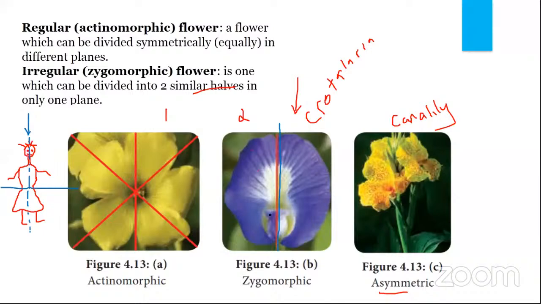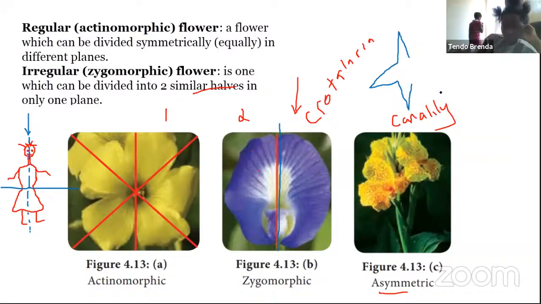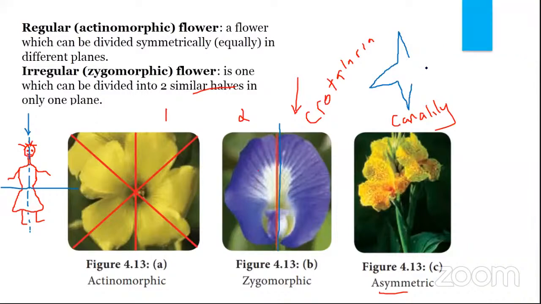Now, what about the regular? What animal should I use? Starfish. If you studied about classification, we have phylum Echinodermata, and under phylum Echinodermata we have the starfish. Have I drawn it well? I doubt. Okay, I think I should have drawn it like this.